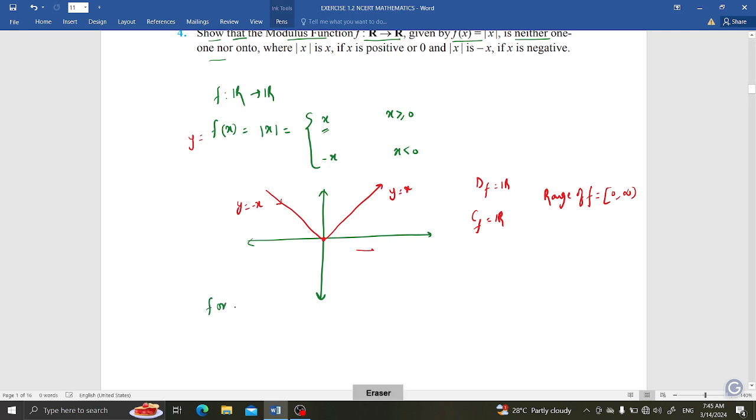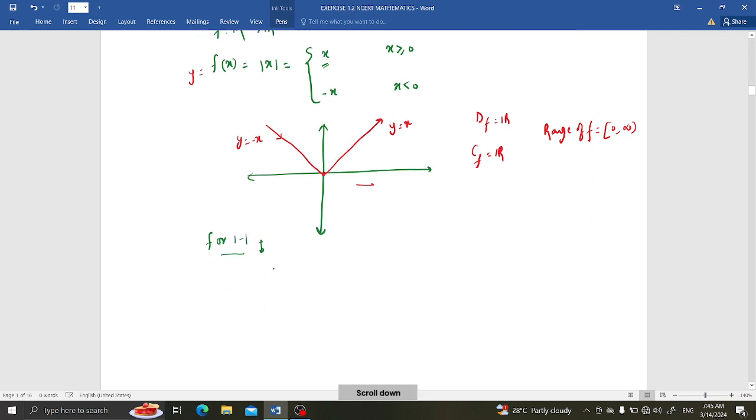Question 4.11. We observe that here also the definition is not fulfilled. Why? Because f of minus 2 is 2 and f of 2 is 2. Because minus 2 is a negative value, it will lie in this branch. It is a piecewise function actually. It has two branches, the first branch and the second branch, and it is defined in pieces.